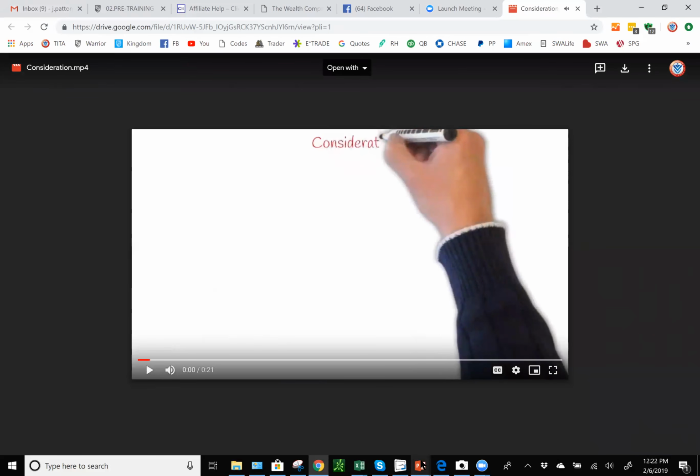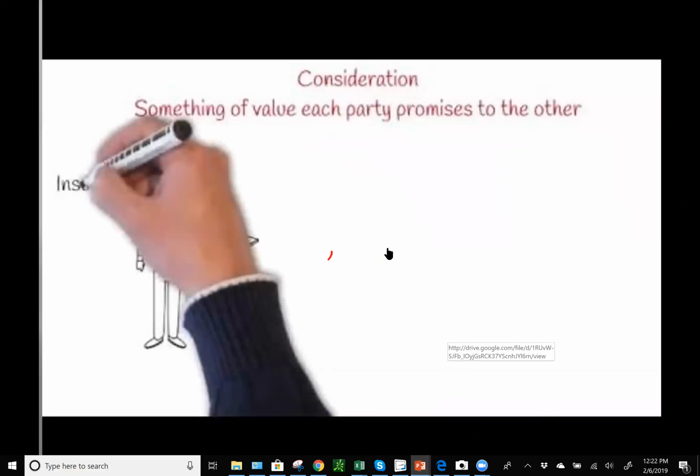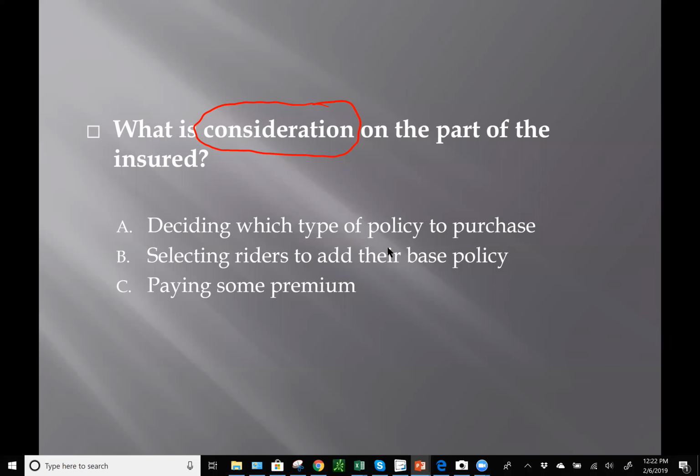All right, so now we all have a definition for consideration. Now let's read our question again. What is consideration on the part of the insured? Is it A, deciding which type of policy to purchase, B, selecting riders to add to their base policy, or C, paying some premium? Hopefully now, after seeing that video, you know that it is C, paying some premium. That is the value for the insured, as well as their answers on the application. This is why definitions are going to be so important as we go along.